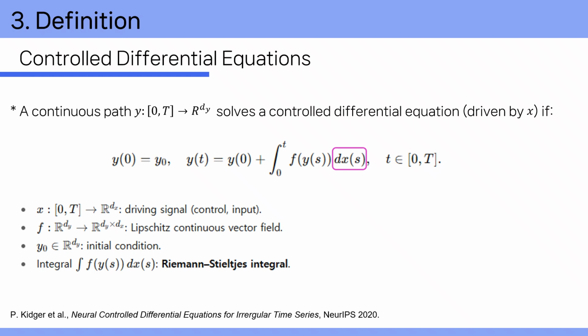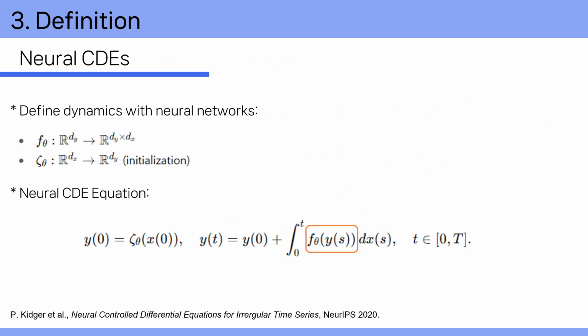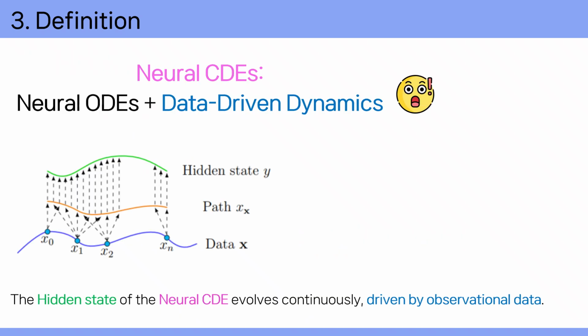Intuitively, you can think of this as being very similar to an RNN, where the hidden state adapts to incoming data. Unlike a regular ODE, where the entire trajectory depends only on the initial value, a CDE adapts dynamically as the data evolves. And finally, just like NeuralODEs, we parameterize vector fields with a neural network, and that gives us NeuralCDEs. So to recap, NeuralCDEs are NeuralODEs whose dynamics are driven by the data stream.